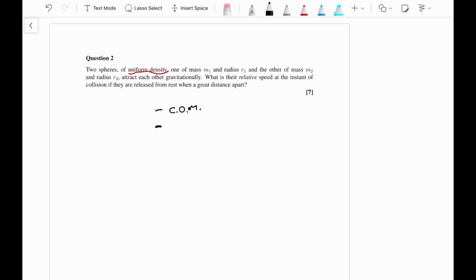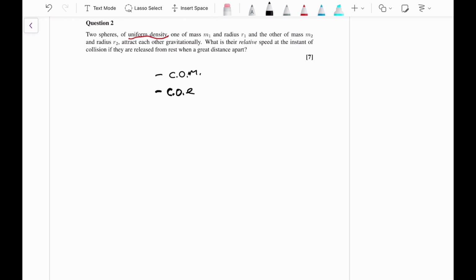And apart from that, I think we can also establish the conservation of energy. What you can say about this is that their initial gravitational potential energy when they're a great distance apart is equal to the final kinetic energy. It's because we can assume that the gravitational potential energy is transferred into kinetic energy at the instant of the collision. So let's say C, conservation of energy.